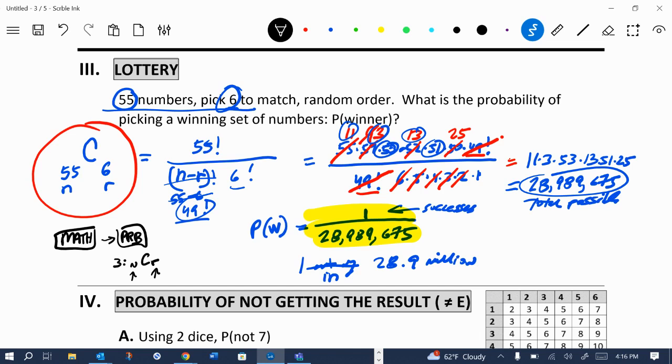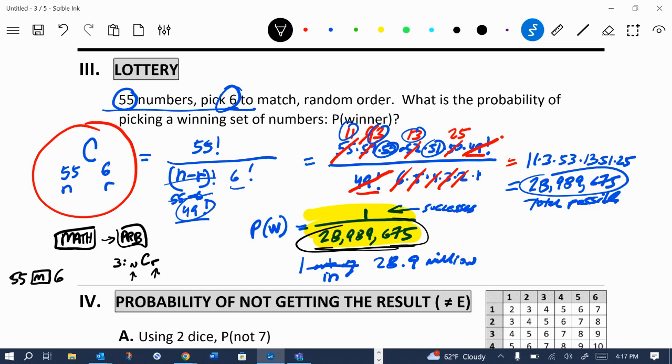Some of the calculators make you enter the r first. So like this one, you would do a 55, then you would go to the math button and do all of that. And after you press enter, then you would be able to put the 6. And if you did that, you would get this number that's over here. Okay, so using the calculator can be very useful for some of these.